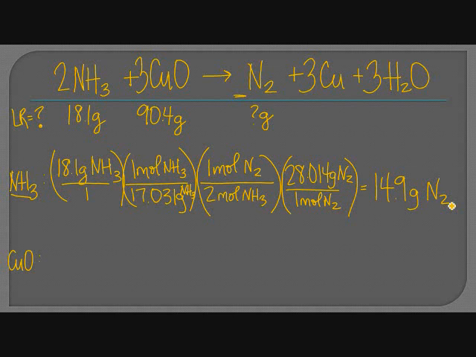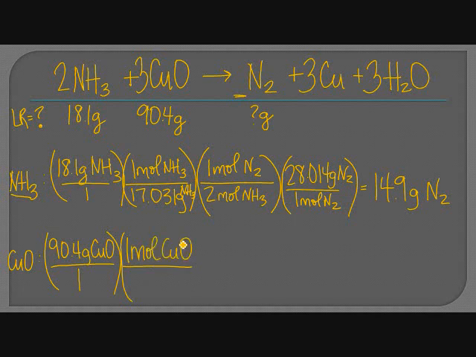We have to do the same exact thing for the CuO, 90.4 grams. And then we'll decide which is which. Okay, so now the process is the same. Not all the numbers will be the same though. We're going to divide by molar mass, but this time we have to divide by the molar mass of the CuO, which is 79.539 grams.